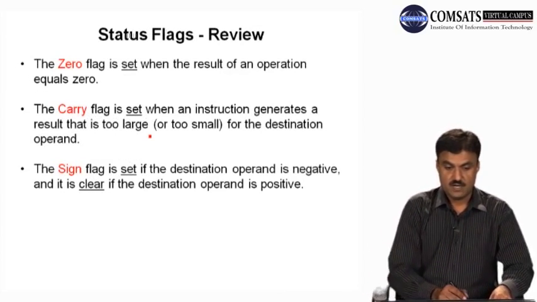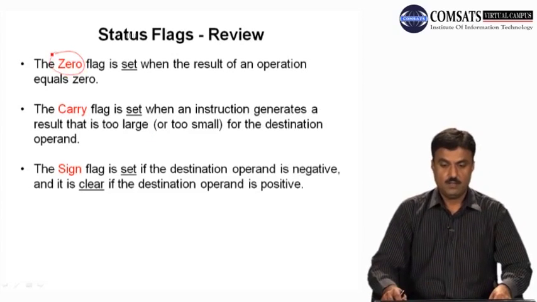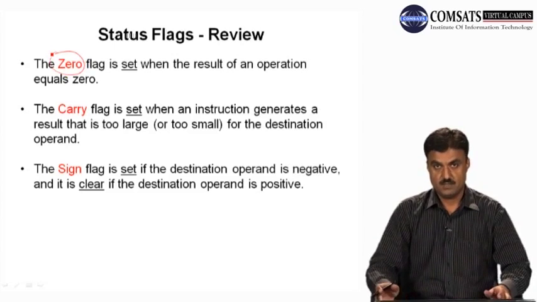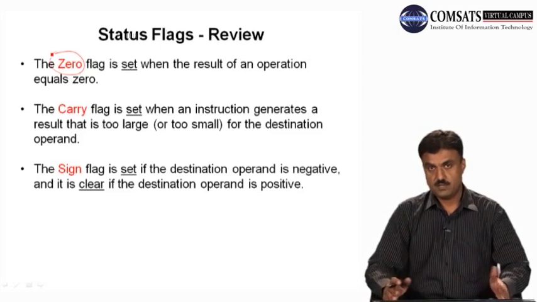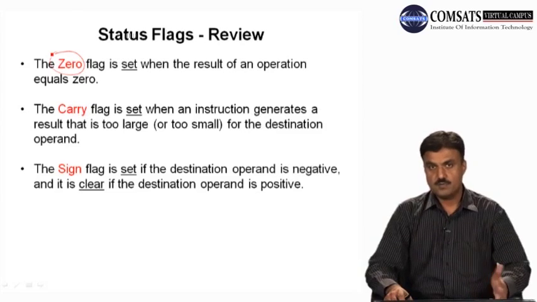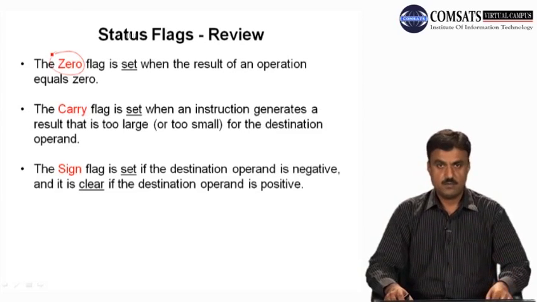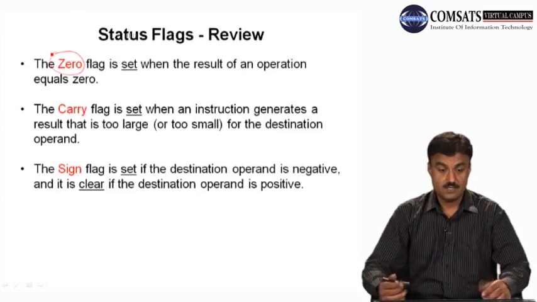So the first flag is the zero flag, and we know that this flag is set when the result of an operation is equal to 0. For example, if we subtract or add or perform any other operation, if the result is 0, then this flag is set. On the contrary, if the result is different, either negative or positive, whatsoever the value is, this will be reset in case it is already set.